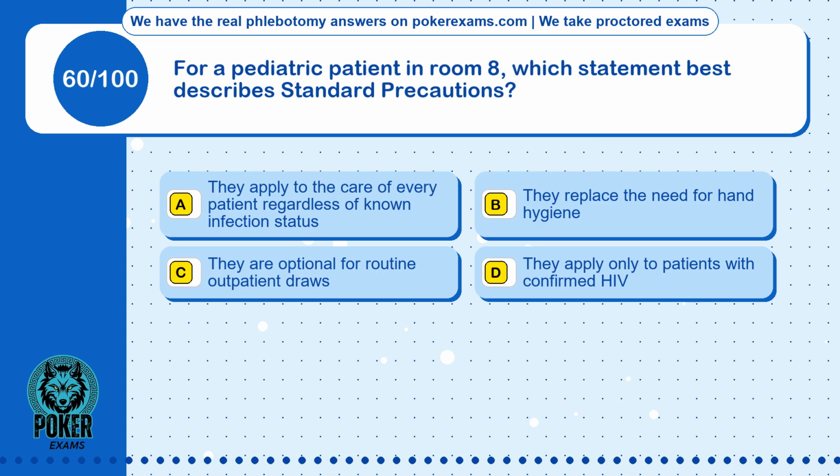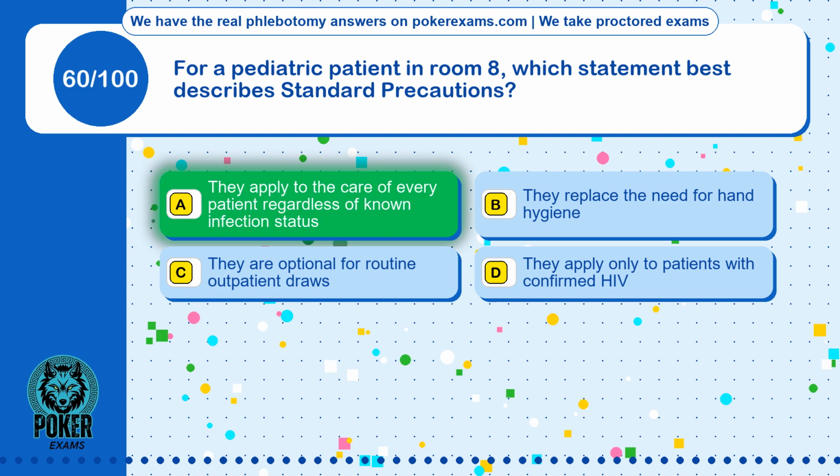Question 60. For a pediatric patient in room 8, which statement best describes standard precautions? Option A. They apply to the care of every patient regardless of known infection status. Option B. They replace the need for hand hygiene. Option C. They are optional for routine outpatient draws. Option D. They apply only to patients with confirmed HIV.